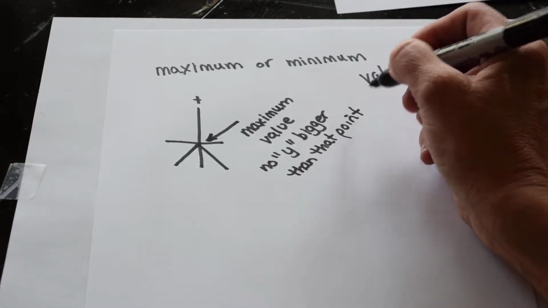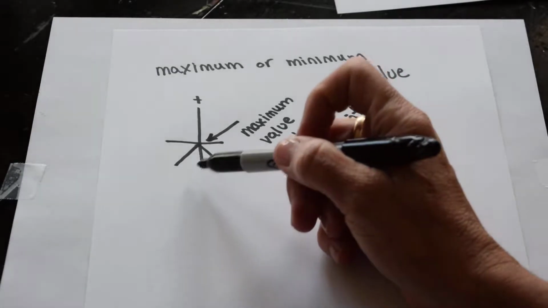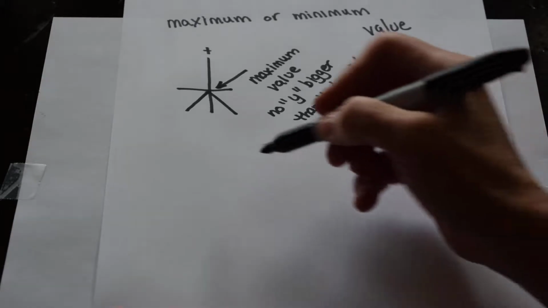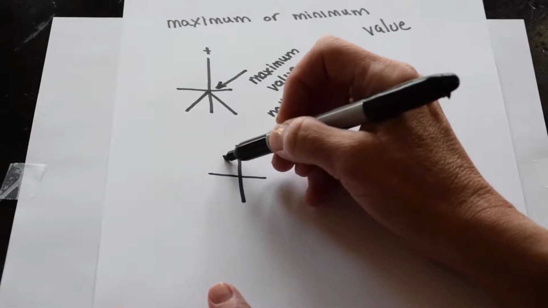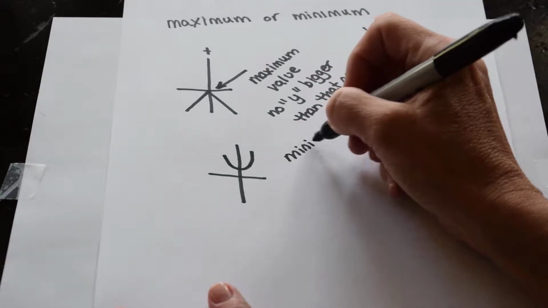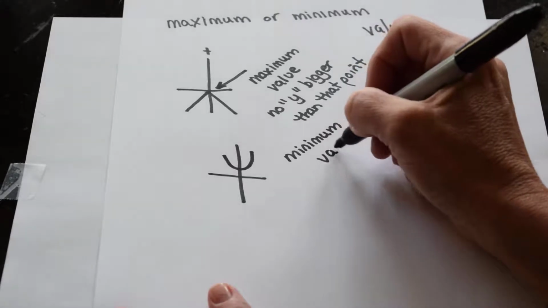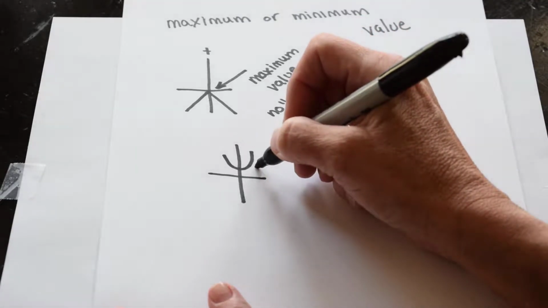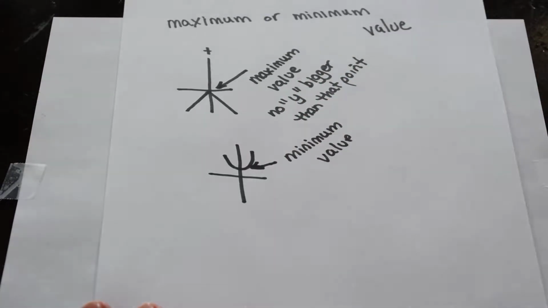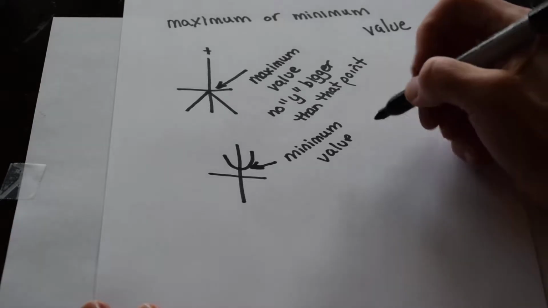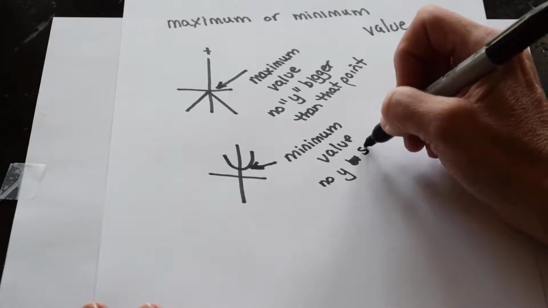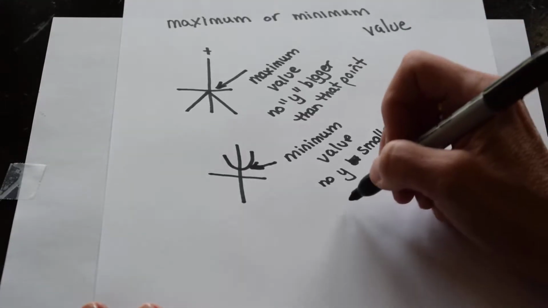I don't have any real good tricks for this one, but you just have to remember that if it opens facing down, it's going to have a maximum. So if it opens facing up this way, it's going to have a minimum. I can't think of a really great trick to remember that, but opening up is a minimum, opening down is a maximum. So there's no y smaller than that point.